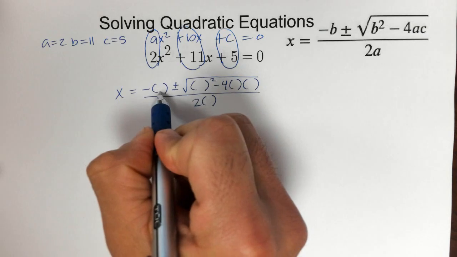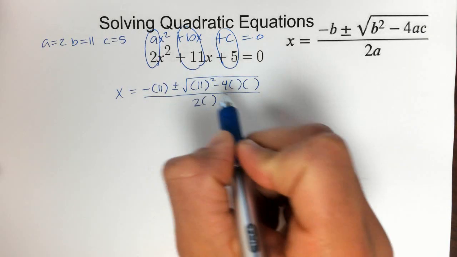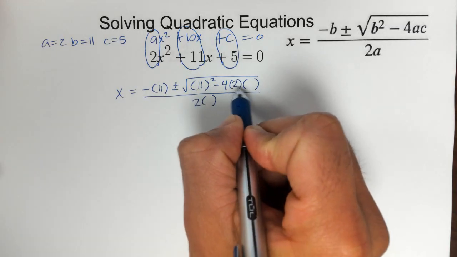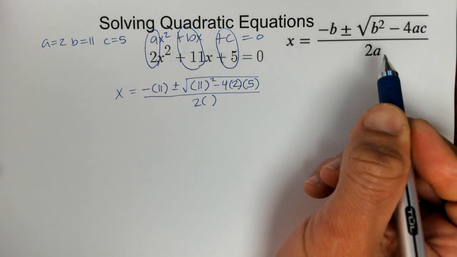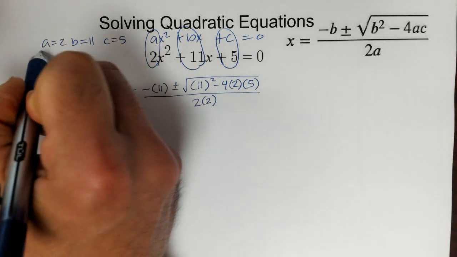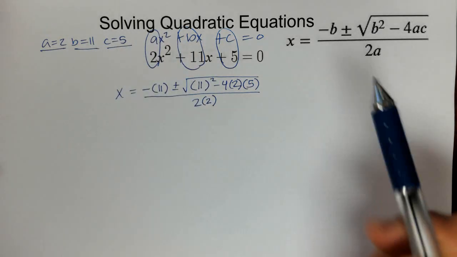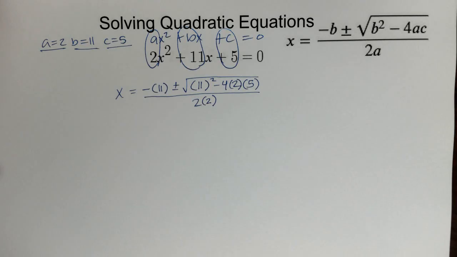So negative b, I'm going to plug in 11. B squared, 11 squared. 4 times a, which is 2, times c, which is a 5. And everything divided by 2 times a, which is 2 times 2. Okay, I'm just using these 3 values, and I'm plugging in anywhere that I see those letters. Now I do PEMDAS. I'm going to simplify. I'm going to do order of operations. Everything that I know, right, will continue to be the same.